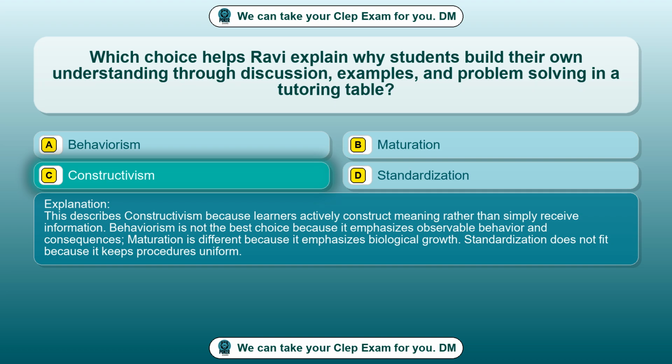Behaviorism is not the best choice because it emphasizes observable behavior and consequences. Maturation is different because it emphasizes biological growth. Standardization does not fit because it keeps procedures uniform.